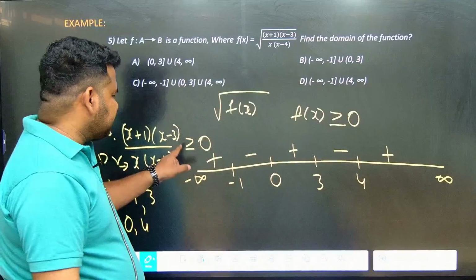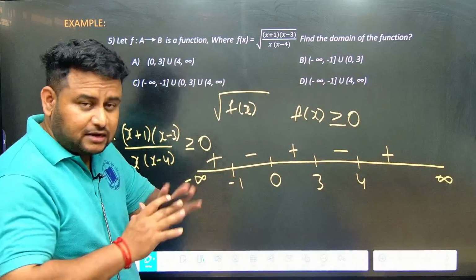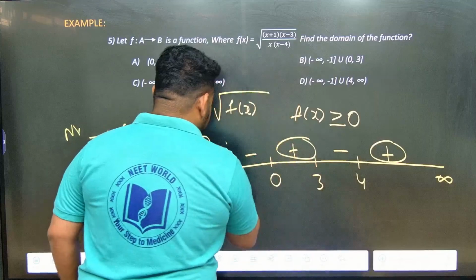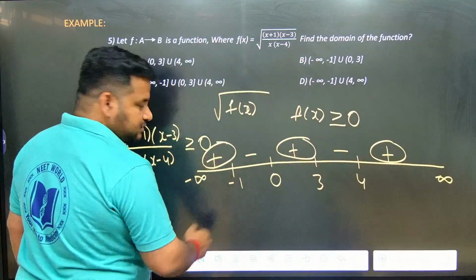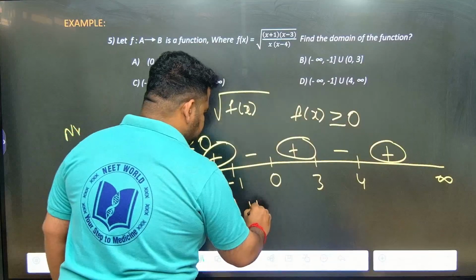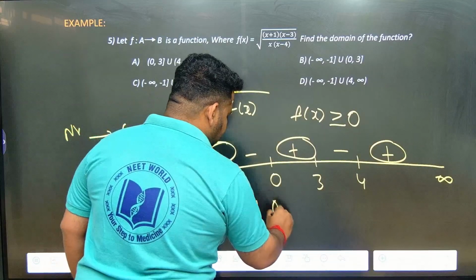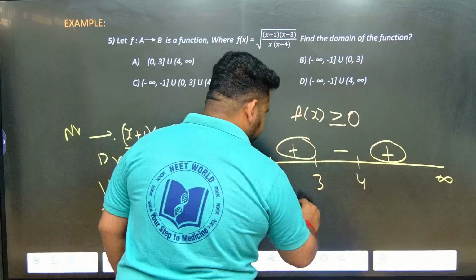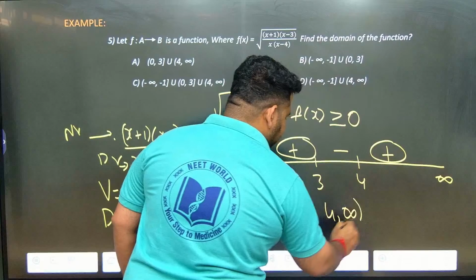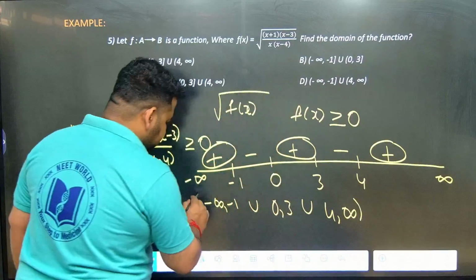Now they are telling greater than or equal to 0, that means we have to focus on the positive region. So this is the positive region, this is the positive region, this is the positive region. Let us write down these intervals: minus infinity comma minus 1, union, let us put the brackets later, 0 comma 3, union, 4 comma infinity.